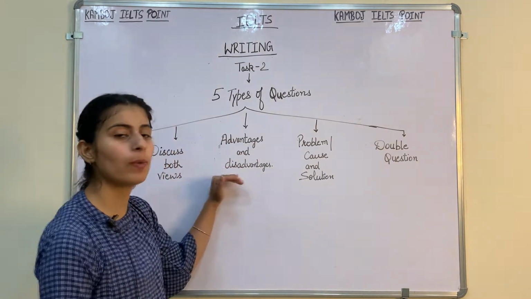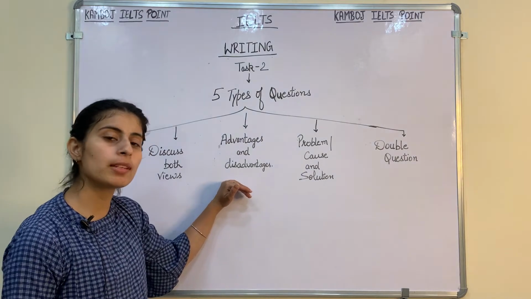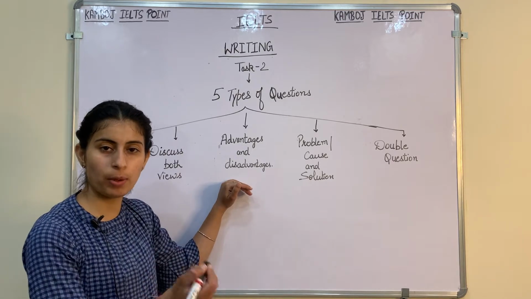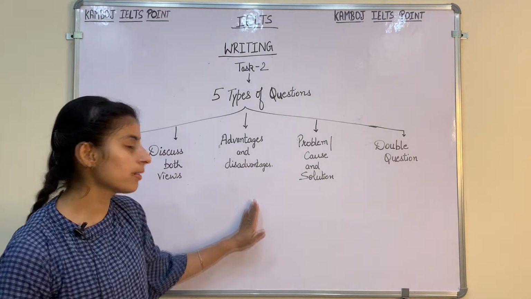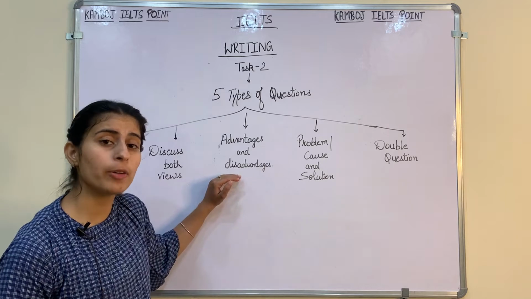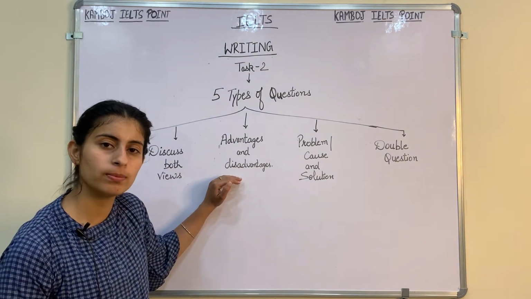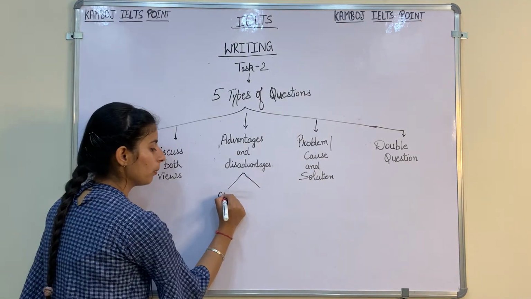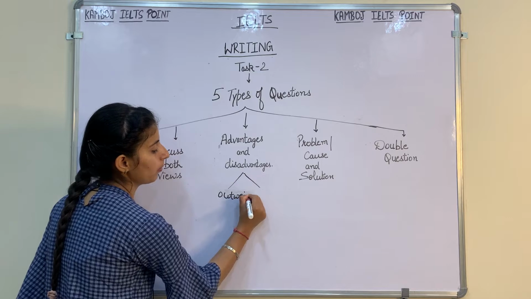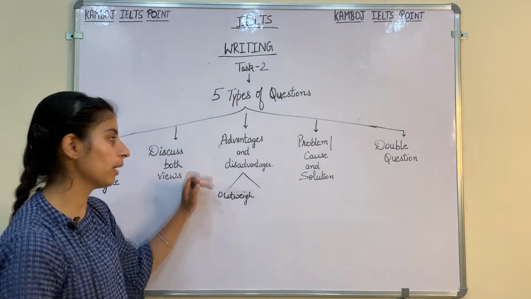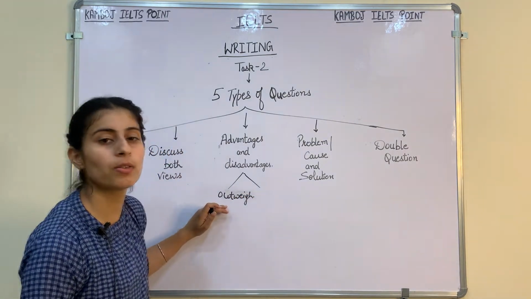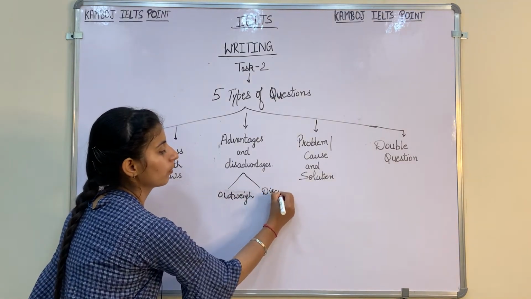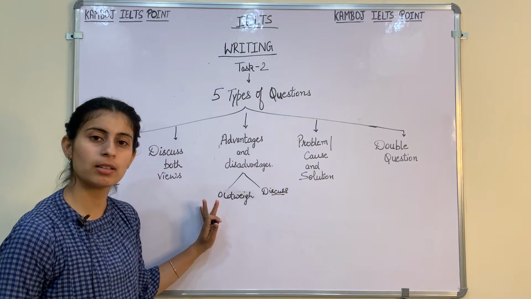The third one is advantages and disadvantages. In this type of question they will give you a statement. Then they will ask you to discuss advantages and disadvantages. They might say, do the advantages outweigh the disadvantages? You can get two different varieties of questions under this section. Either it would be of the outweigh type, where you have to say whether the advantages outweigh the disadvantages, or you will simply get discuss advantages and disadvantages.